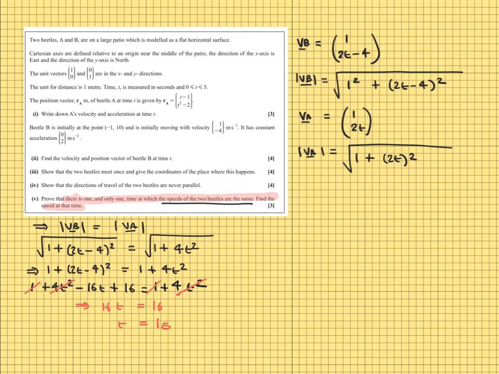So there's clearly only one time at which the speeds of the two Beetles are the same. What is this speed equal to? Well, let's simply substitute into either one of the speed calculations, and we will find that we get an answer of root 5 meters per second.